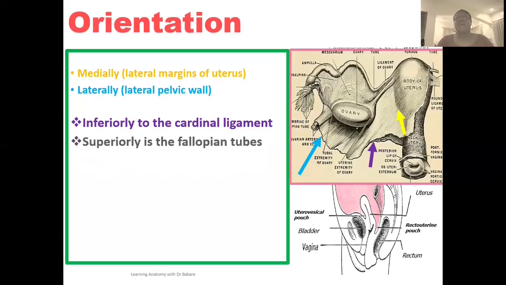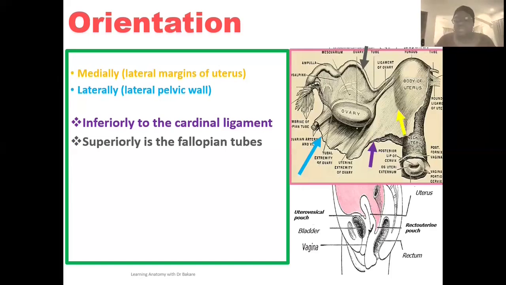While superiorly, above, what you have is the fallopian tube or the uterine tube. We say that this can also be referred to as the oviduct. So at the upper free margin of the broad ligament of the uterus, the structure that you have around that edge is the uterine tube or the fallopian tube. So those are the structures that you see around its different borders.